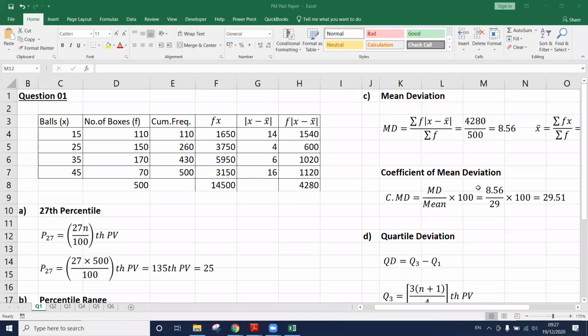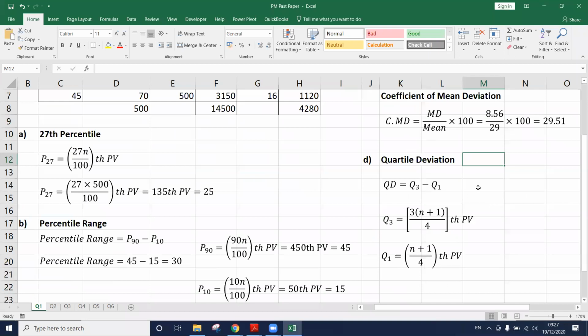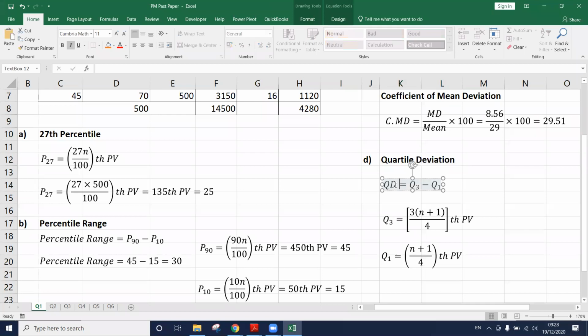Then in part D, we need to find the quartile deviation value. So this is the formula we are going to use: Q3 minus Q1. Q3 minus Q1 is the formula to find the quartile deviation. But in this formula, the whole is divided by 2. What is that then? Then that is not the quartile deviation. Is this formula right or wrong? Is this the quartile deviation formula?